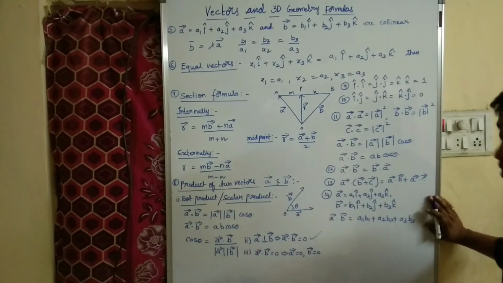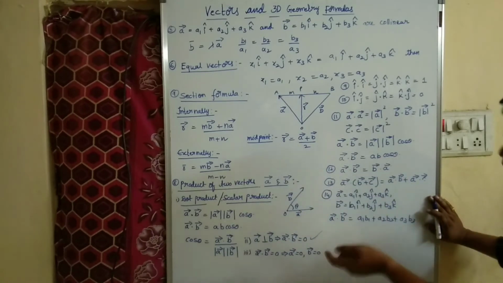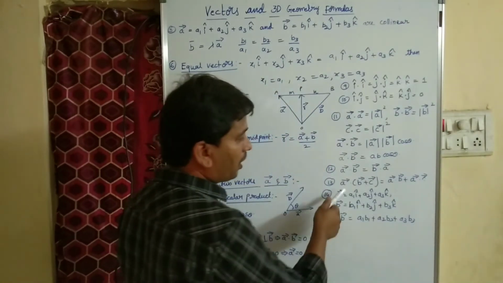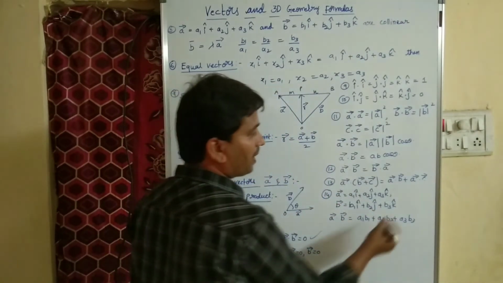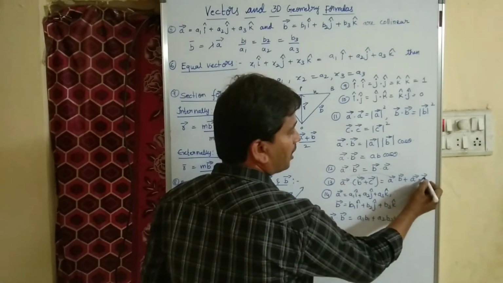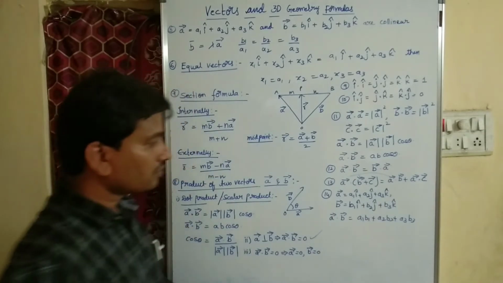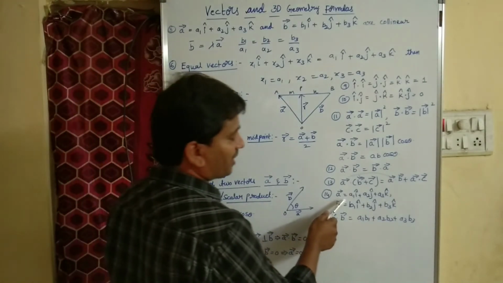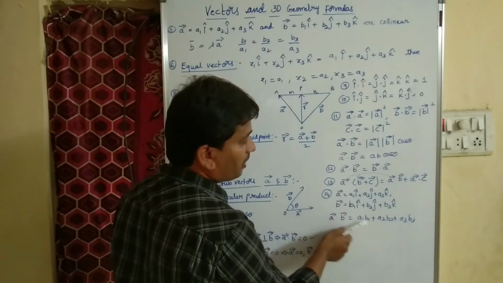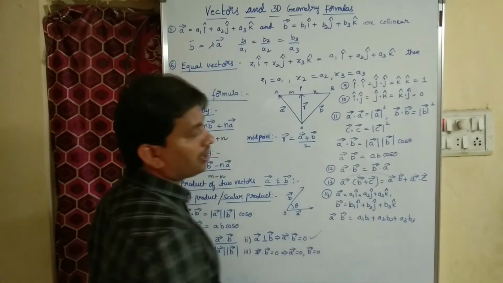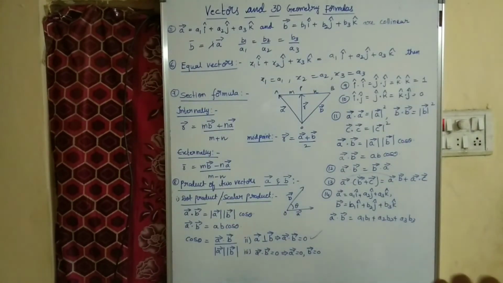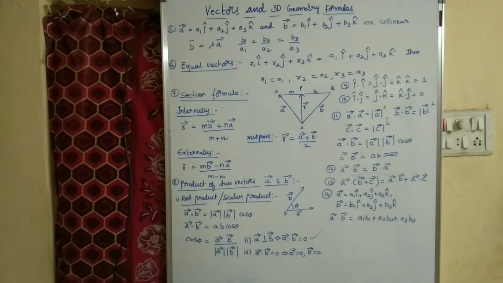In dot product, a·b = b·a. Now coming to a·(b + c), that implies a·b + a·c. Next, if two vectors a and b are given, whose dot product a·b is a1b1 + a2b2 + a3b3. So children, these are the most important formulas that they are asking in product of vectors.